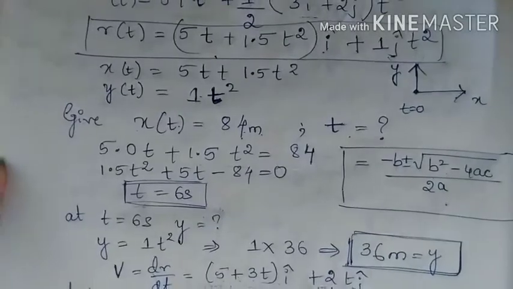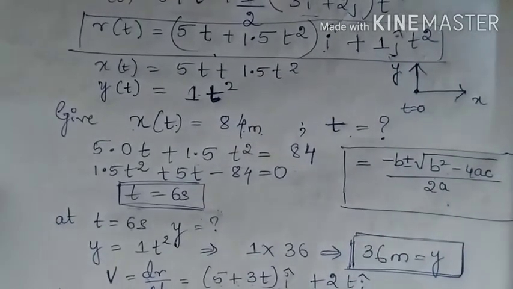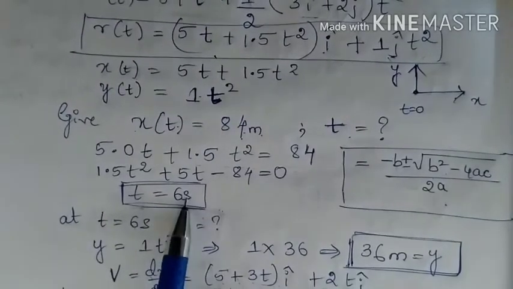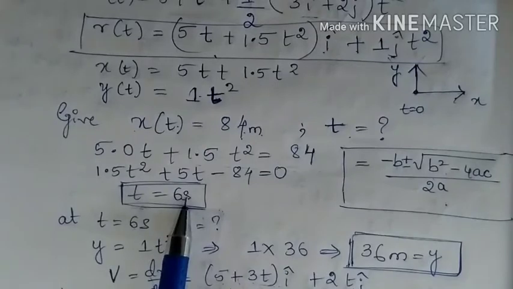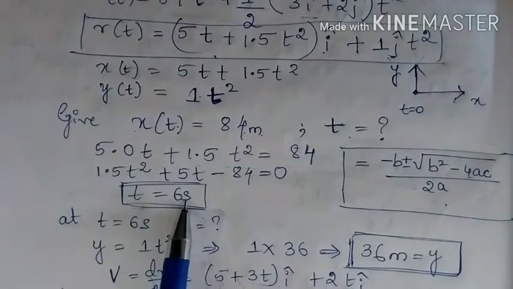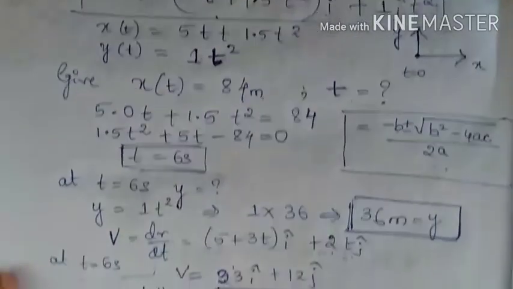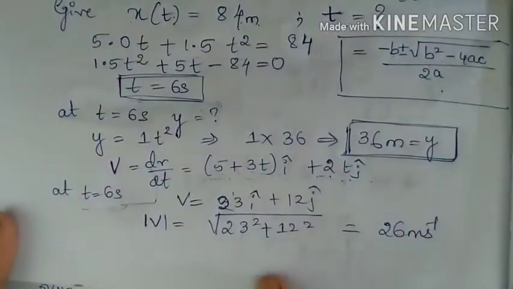If t has a negative value, then you should ignore that value. Let's suppose t has come as plus or minus 6, then you should take plus 6. Minus 6 you should ignore, because time has no negative value. The negative value of time doesn't give you any meaning, so you should always take the positive value for time.